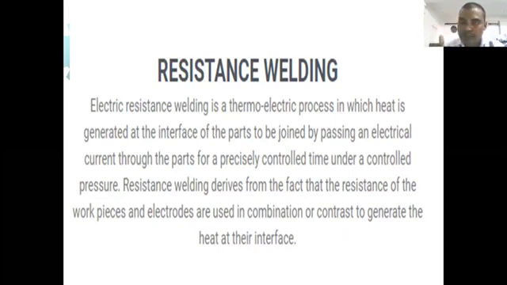When we discuss resistance welding, you should have knowledge about this formula H equal to I square RT. R is the resistance of the joint, and T is the time in seconds for which the electric current is passing through the joint. By the help of this equation you can understand how the heat is generated in resistance welding.